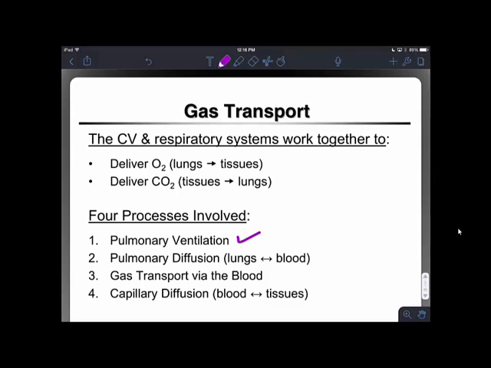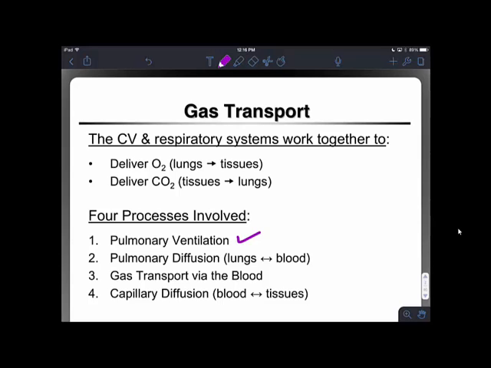Once the air gets into the lungs, we have something called pulmonary diffusion, and this is just gas movement between the lungs and the blood. So oxygen will come into the lungs and then enter the blood. CO2 will be already in the blood, and from there it will diffuse into the lungs so we can get rid of it. So gas exchange between the lungs and the blood is called pulmonary diffusion.